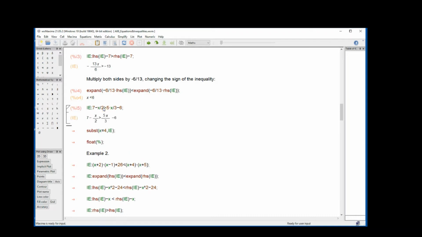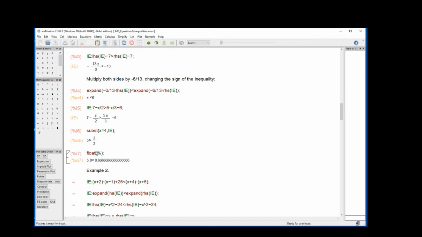So any number less than 6 will satisfy the original inequality. This is the inequality we started with. I'm going to take a value of x equals 4, which is less than 6, and check that replacing x equals 4 gives 5 greater than 2/3. And that is correct. 5 is indeed greater than 2/3. If we look at that with floating point, we have 5 greater than 0.6.